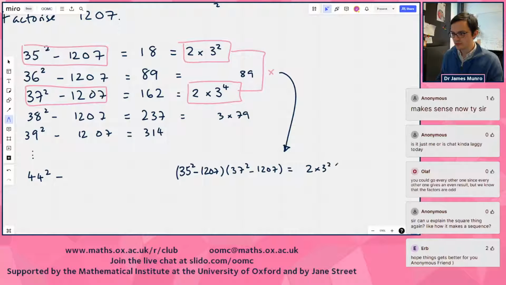2 times 3 squared times 2 times 3 to the 4, which is a square number. 2 times, little pause while I think about how square numbers work. That is a square number, right? Yeah, because I've got 4 and I've got 6 3's multiplied together.